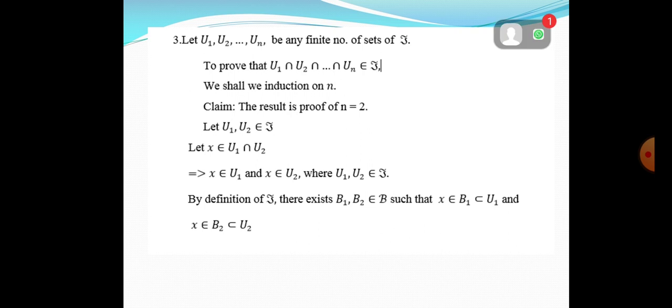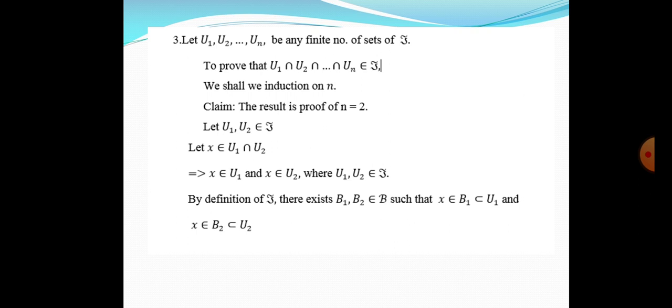What is the third property? The intersection of the elements of any finite subcollection of tau is in tau. So you have to take the intersection of finite subcollections, which means you have to take a finite number of elements. Let u1, u2, etc., un be any finite number of sets in tau. Tau is a topology. To prove that, you have to prove the intersection of the elements of a finite subcollection belongs to tau.